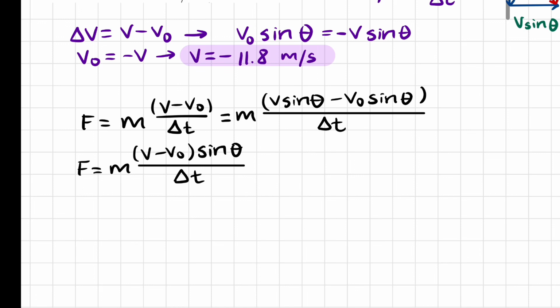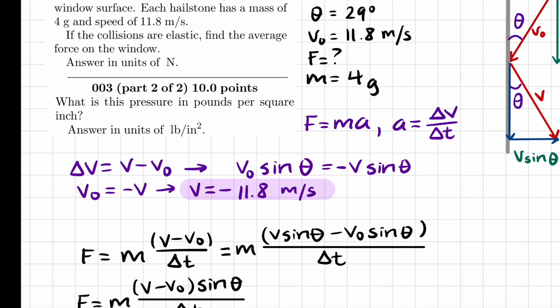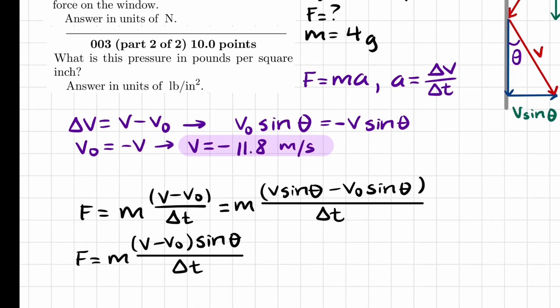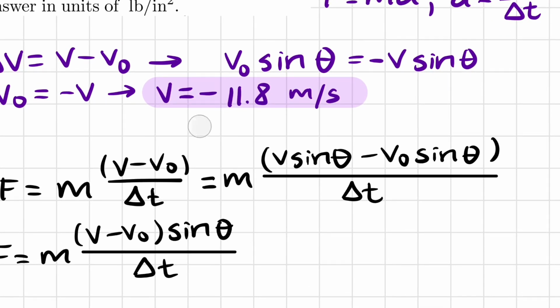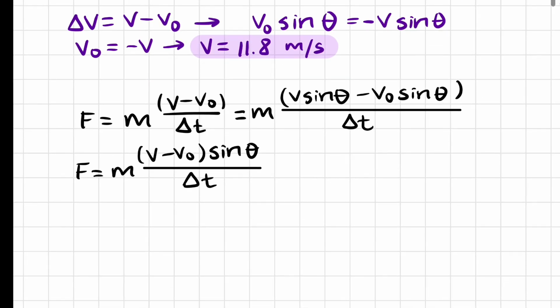Okay guys, to avoid getting a negative answer, although it wouldn't really matter because we want the average force, I'm going to change the sign of these two quantities so that the initial velocity is negative and the final is positive. I'm just manipulating my sign so that I get a positive answer instead of a negative. And don't forget that we want the component perpendicular to the window, so we've got to use sine of theta.